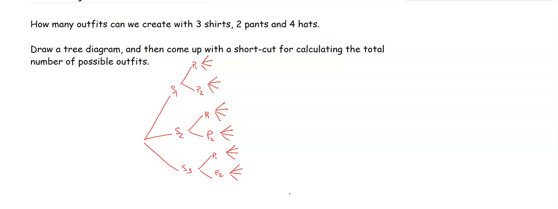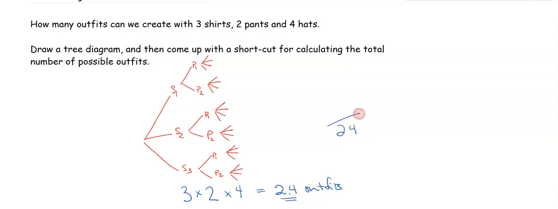Well, I started off with 3, and I have 2 options per shirt, so that gives me 6 outfits with my shirt and pants. I have 6 different outcomes there. Therefore, if I have 4 choices for a hat, I have 4 choices for each of those 6 outfits. So altogether I have 3 times 2 times 4, which is 24 outfits that can be made. So I now know there are 24 outfits that can be made.